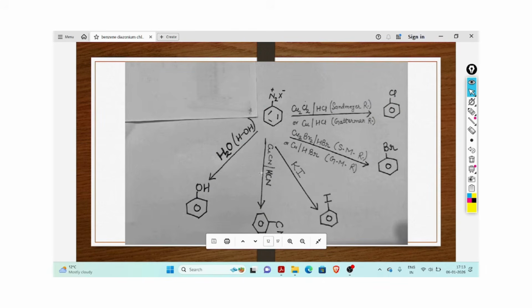Let's see the next reaction, and this reaction is with water. Here your benzene diazonium salt is treated with water. Whenever you use water in organic chemistry, always write HOH. H is having a positive charge, OH is having a negative charge. So again, in water, what is the latter part? OH. So it's very easy. Remove this N2X and apply the latter part of the molecule, and that is OH. So your product is phenol.